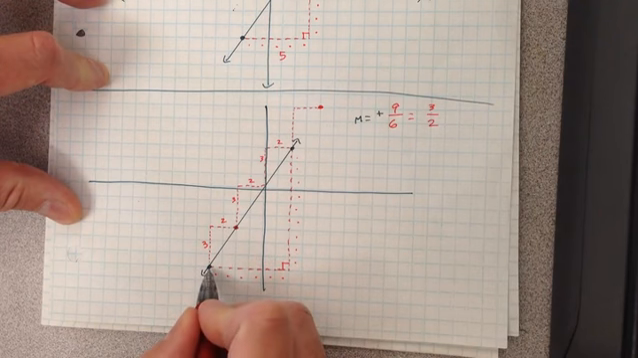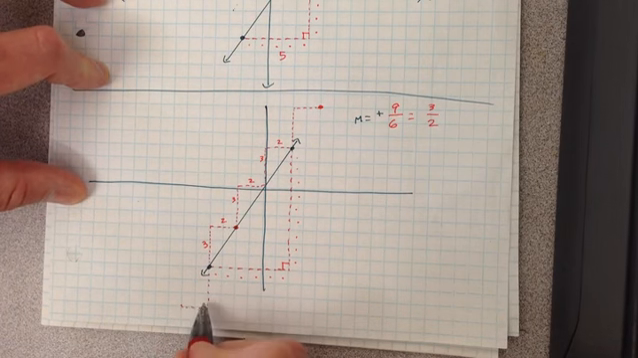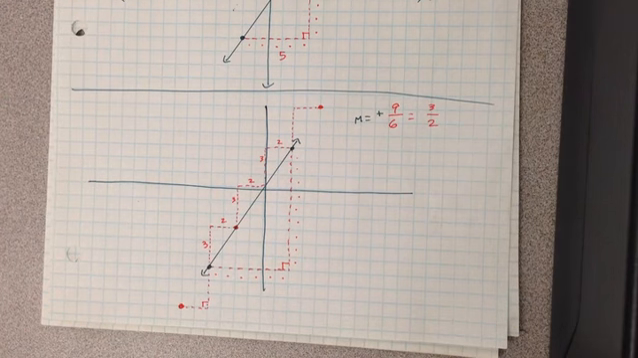We could drop down 1, 2, 3 and over 2. See, it doesn't really matter the direction that I draw this triangle as long as I have that right angle. So there's another point. So we could continue on until infinity doing that. But as you can see, it does have a slope of 3 over 2.